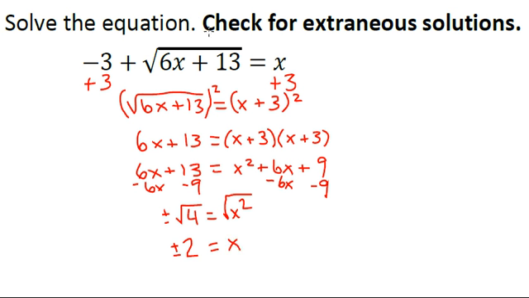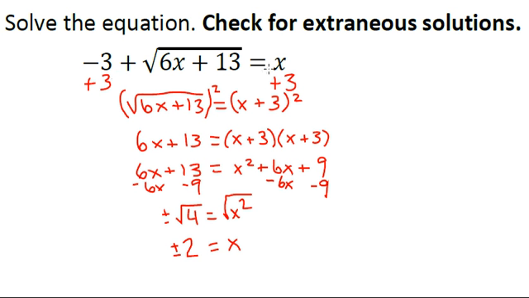Now, this problem was nice. They gave me a little warning that I need to check for extraneous roots. Whenever you have a square root and you're squaring both sides, there's a possibility that even if you did everything right, one of these answers doesn't work in the original. So if I just kind of talk through this, 6 times a positive 2 would be 12. 12 plus 13 would be 25. The square root of 25 would be 5. 5 plus a negative 3 would be 2. And I'm using an x value of 2, so that works.